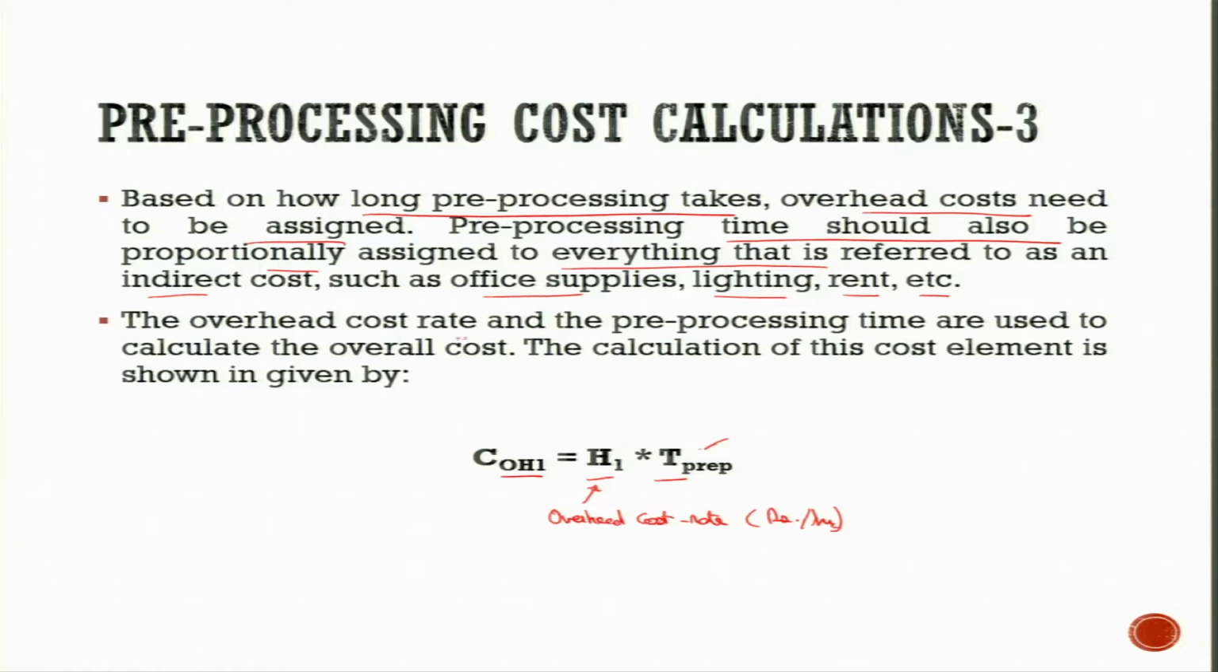The overhead cost rate and the pre-processing time are used to calculate the overall cost. The calculation of this cost element is given here. Cost of the overhead is equal to the overhead cost rate into the time for the pre-preparation.